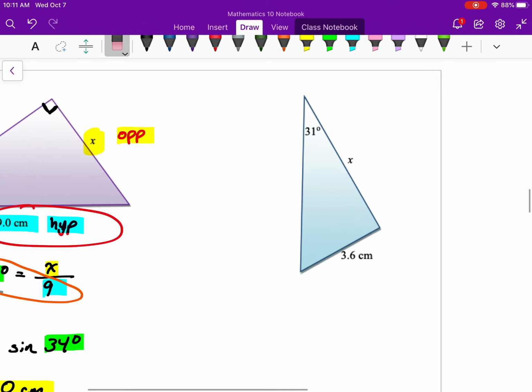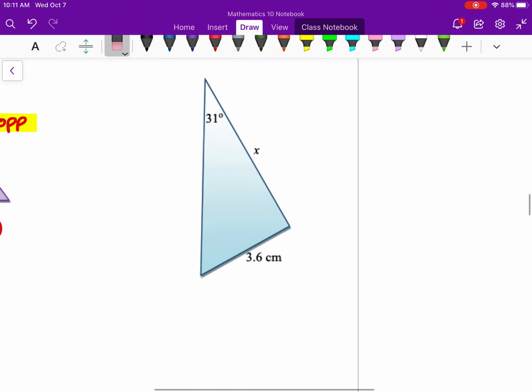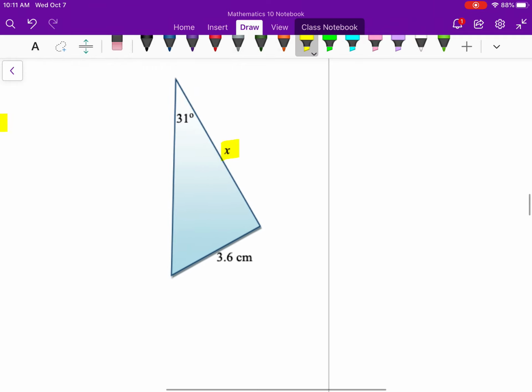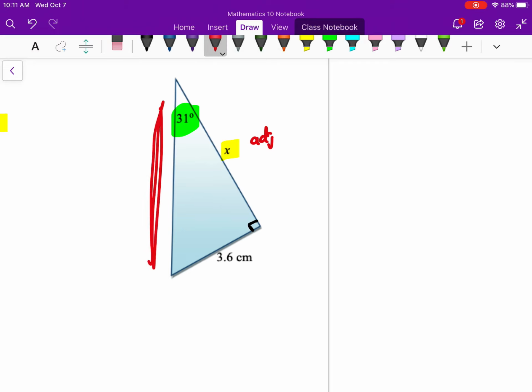Last example like this. Let's figure out x. Okay, what do we have? We have an angle here. From this angle, x is the adjacent side. I know it's not the hypotenuse because the hypotenuse is right here. This is the hypotenuse, which I don't know and I don't need, so I'm not actually going to label it as long as I know that's the hypotenuse. So from 31 degrees, the other side that I actually know is opposite to it.